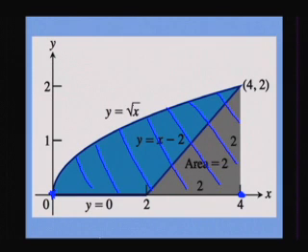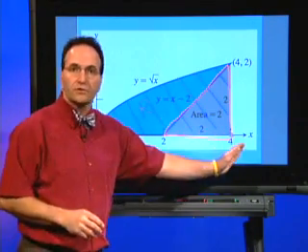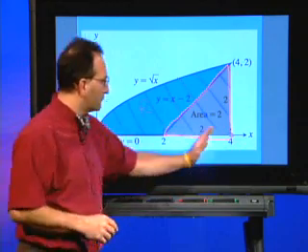And then what happens is we look at the area of the triangle right here, and we subtract it off, which of course then leaves us the region that is in blue, which is the region that we're interested in actually finding the area of. So our limits of integration will be from 0 to 4.